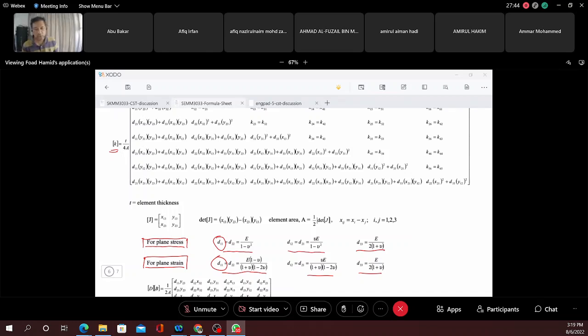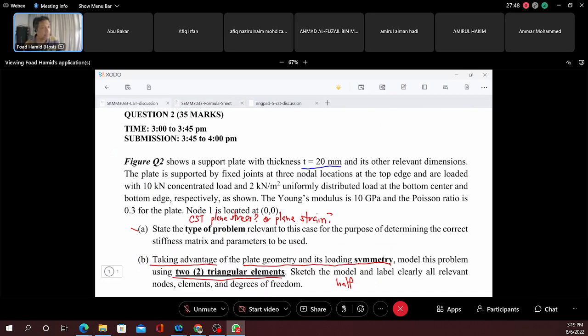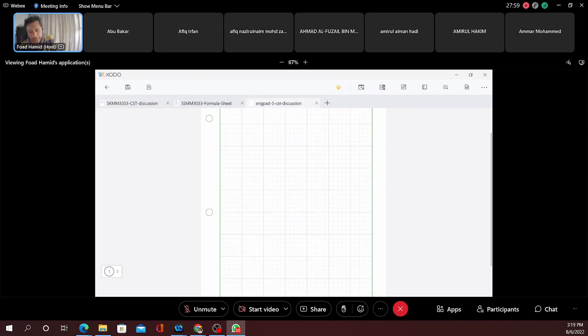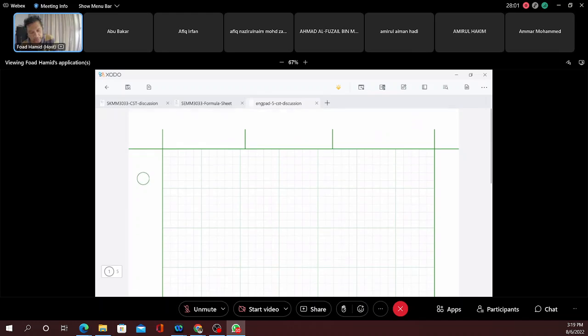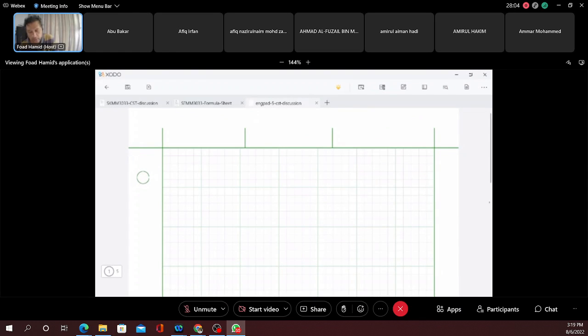Okay, since nobody is willing to answer, I just tell you I'm using plane stress. But I don't know why. I think you should know why I'm using plane stress. All right, so in this case, part A, it is a plane stress problem. Why? I think you should know why. All right, so that's the idea.